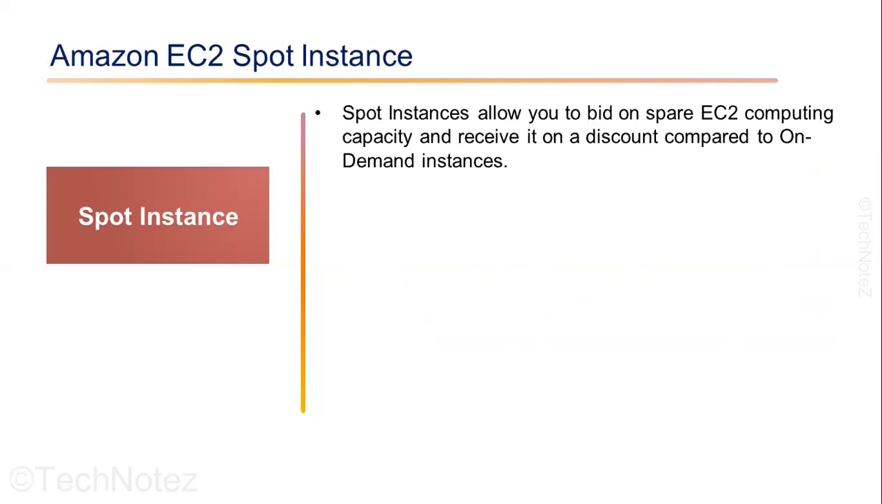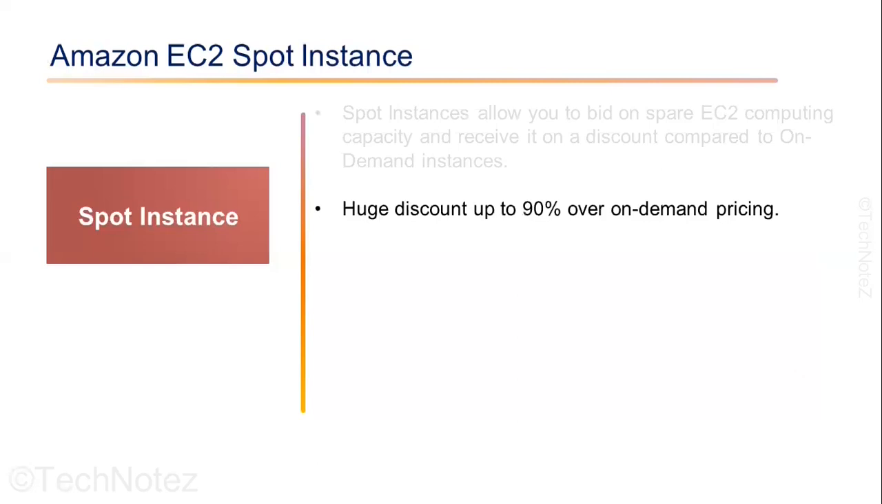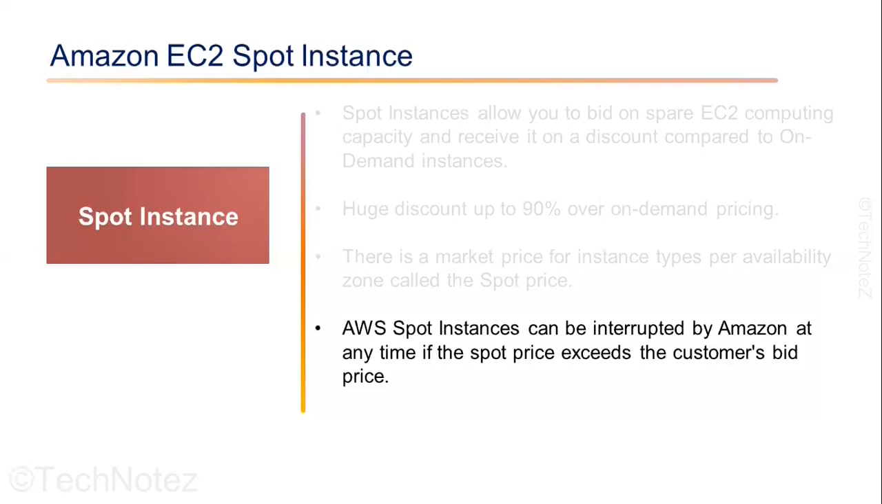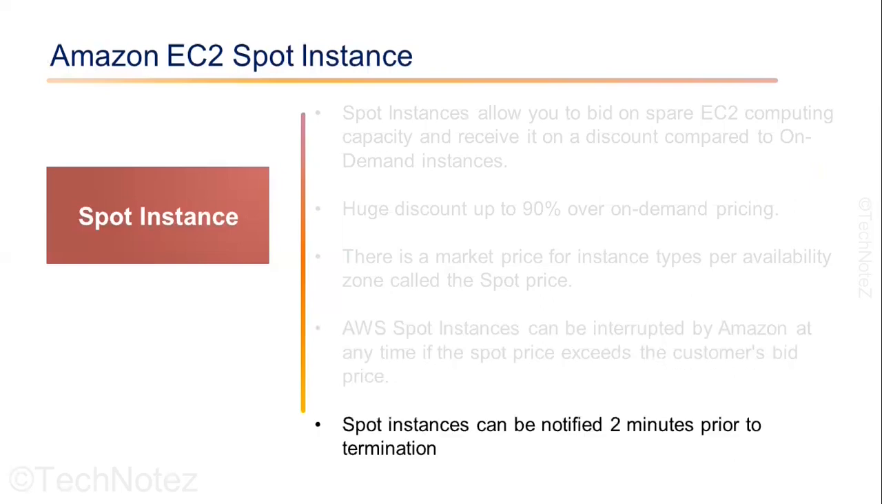Spot instances offer a flexible and scalable solution for handling unpredictable workloads. The spot instances can provide up to 90% in discount over on-demand pricing. Now, there is a market price for instance types per availability zone, and this is called the spot price. AWS spot instances can be interrupted by Amazon at any time if the spot price exceeds the customer's bid price. Now, it's not instant. You do get 2 minutes prior to the termination. What that means is this will only work for workloads that can start and stop without affecting what you are trying to do. So if that's your case, you can get great saving by using these spot instances.